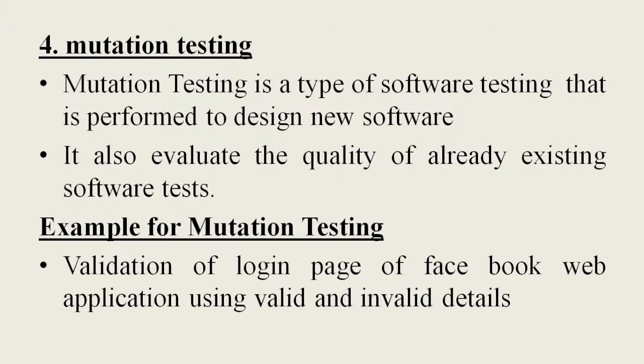Mutation testing is a type of software testing that is performed to design new software. Either in order to design new software, or in order to update already available software, we can go for mutation testing. So mutation testing can function in two ways: in order to design a new software, and in order to test updated software also, we can go for mutation testing.